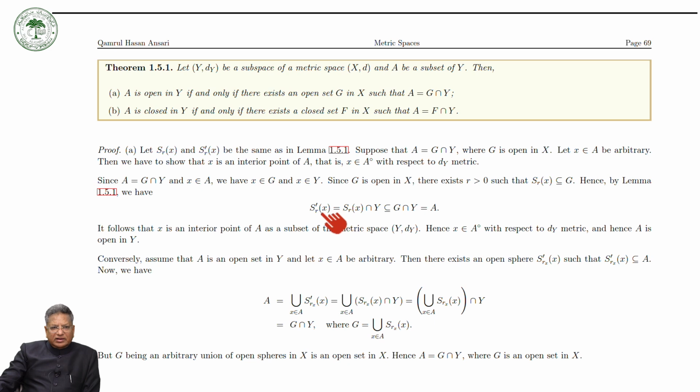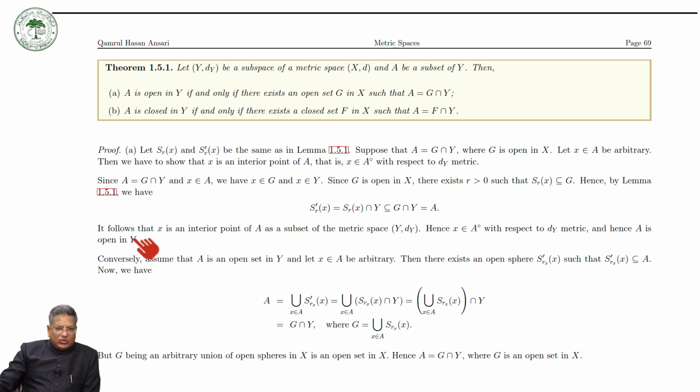So we have taken x arbitrary, and we have proved that it is the center of some open sphere contained in A, some open sphere with respect to d_Y. Therefore, x is an interior point of A as a subset of the subspace (Y, d_Y), and hence x belongs to the interior of A with respect to the metric d_Y, and therefore A is open in Y.